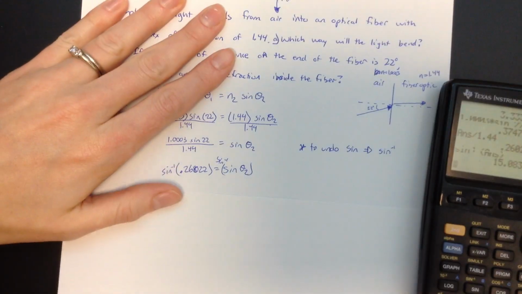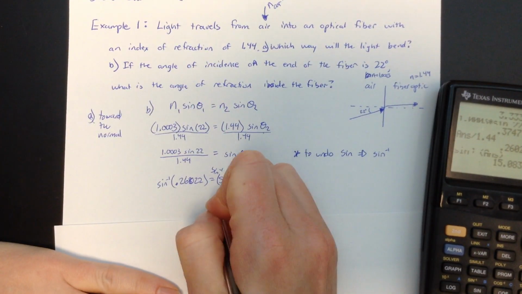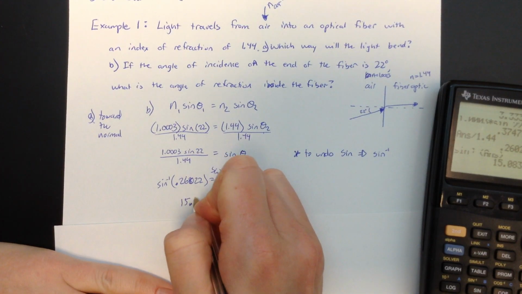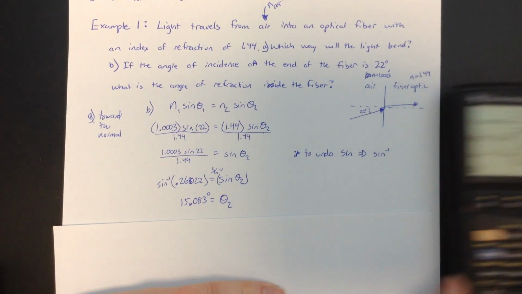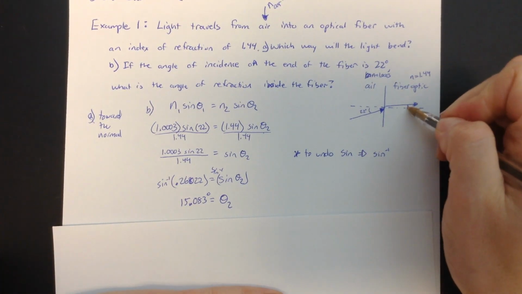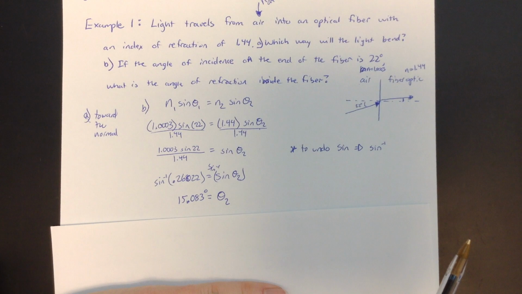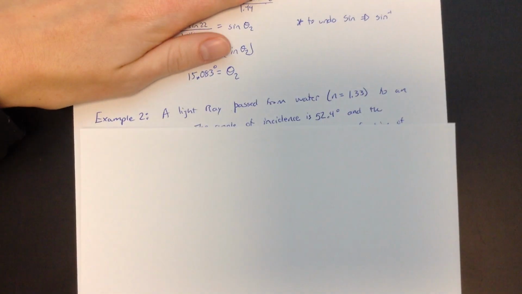So my angle of refraction is 15.083 degrees. Now I might round that to like 15 degrees and that's fine. But that is definitely smaller, which I predicted because it was going to go toward the normal. Okay. So let's look at the next question.